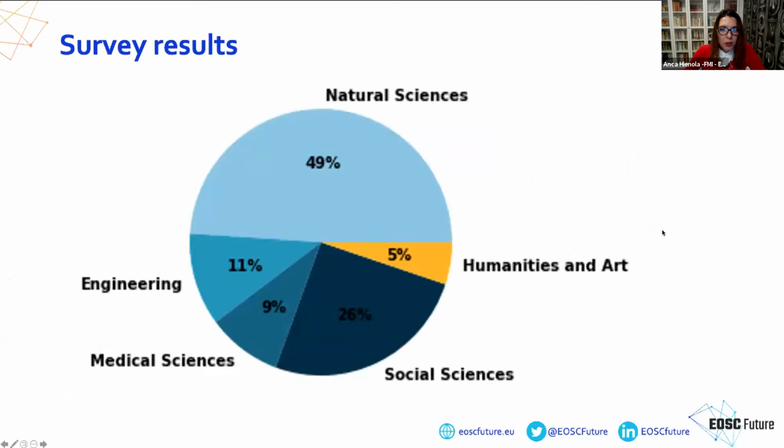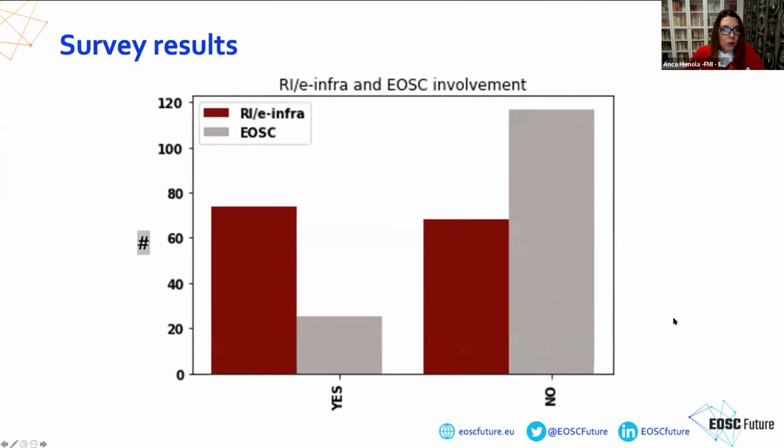Of the researchers, most came from the natural sciences, followed by social sciences, engineering, medical and health sciences, and finally, just a small portion from humanities and arts. We asked also if they were involved in any research infrastructure or e-infrastructures. Here we received a balanced yes, no answers. This is the burgundy color.